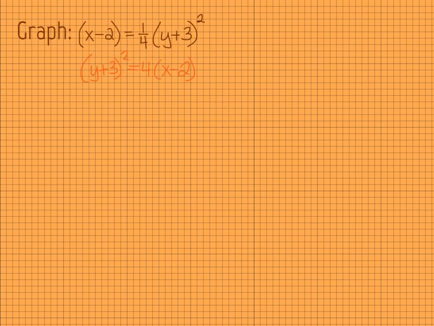And the right way to do that would be to put the y plus 3 squared by itself first and then multiply the other side by 4. So we have y plus 3 all squared equals 4 times x minus 2. Now we can figure out what all of our parts are, because the first thing we're going to realize is where's the vertex. And remember, h is always with x, so h is 2. K is always with y, so k is -3. That makes our vertex at 2, -3.